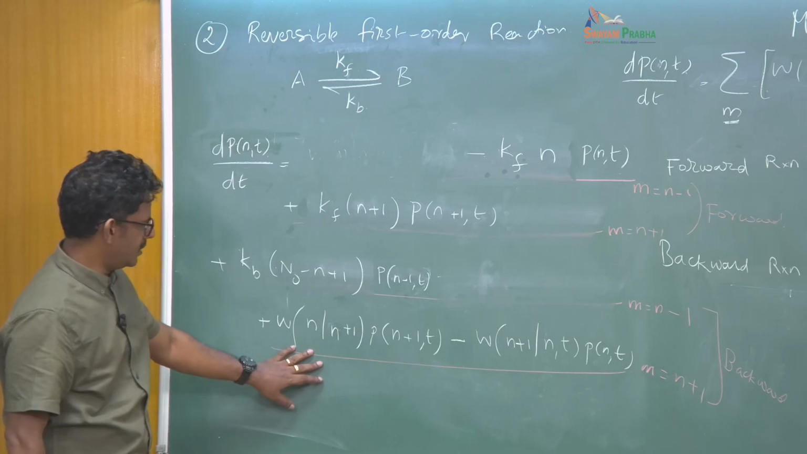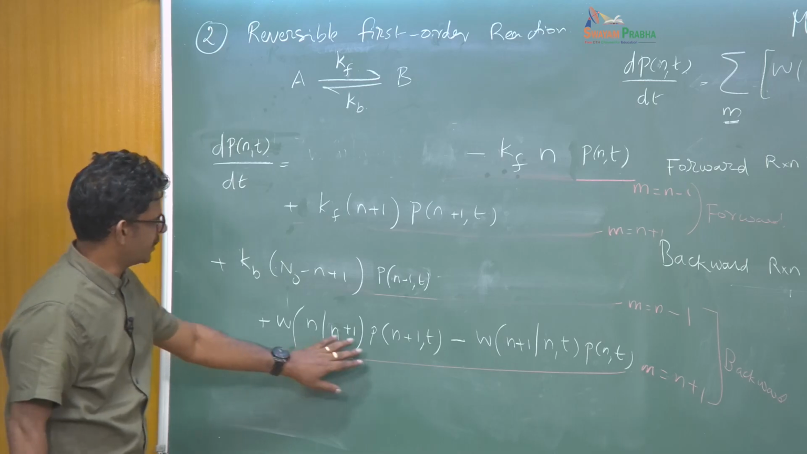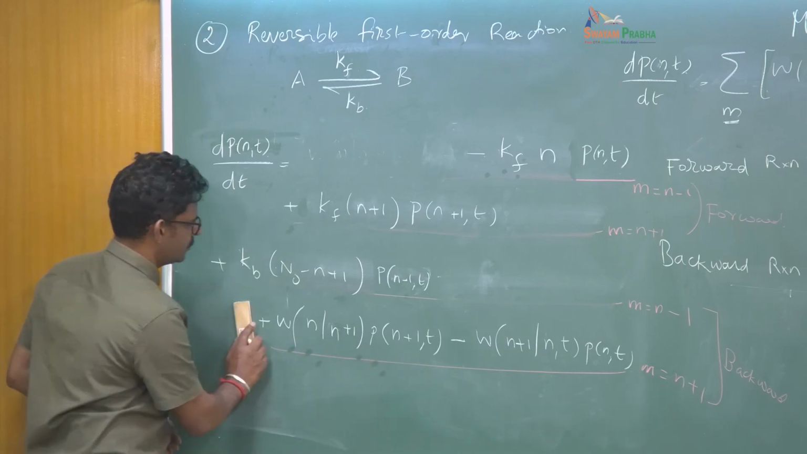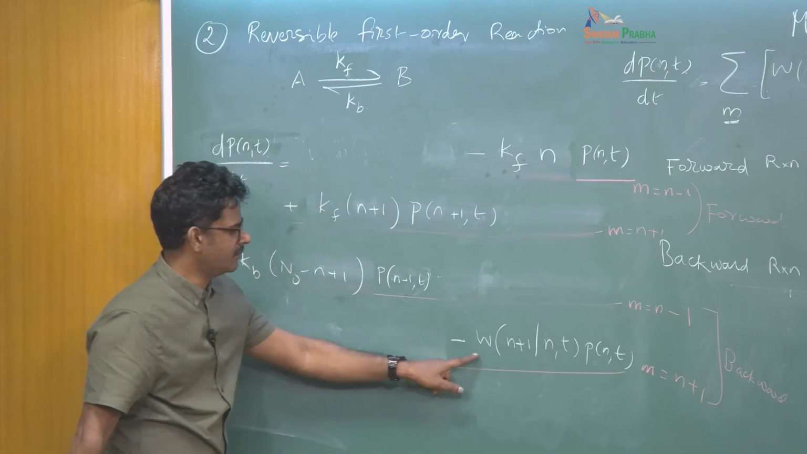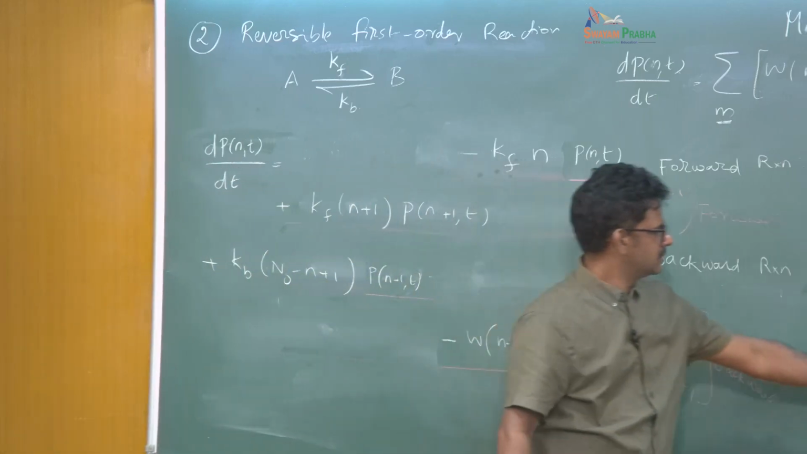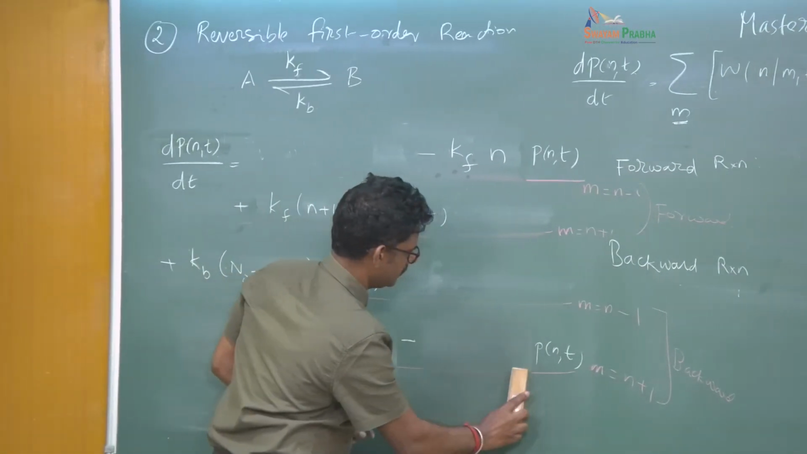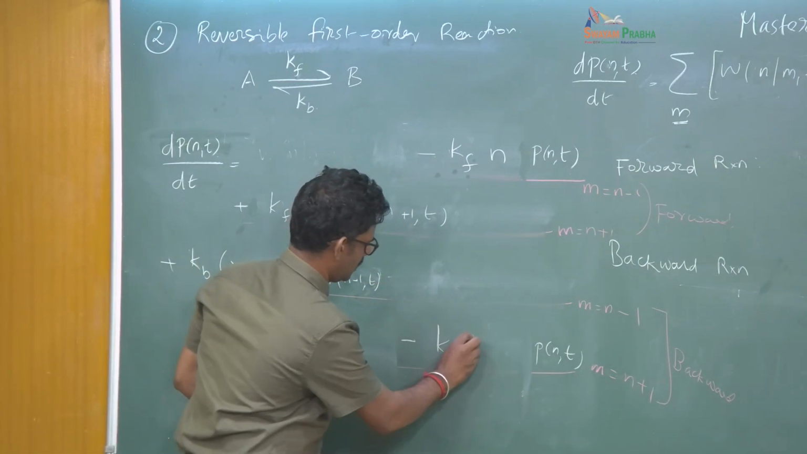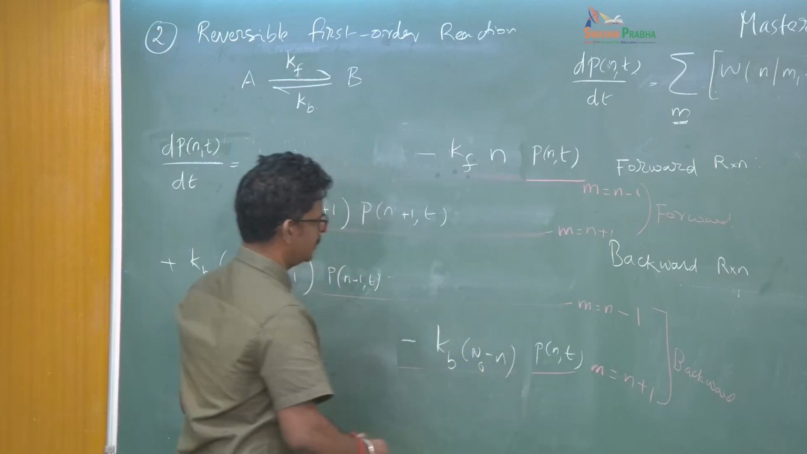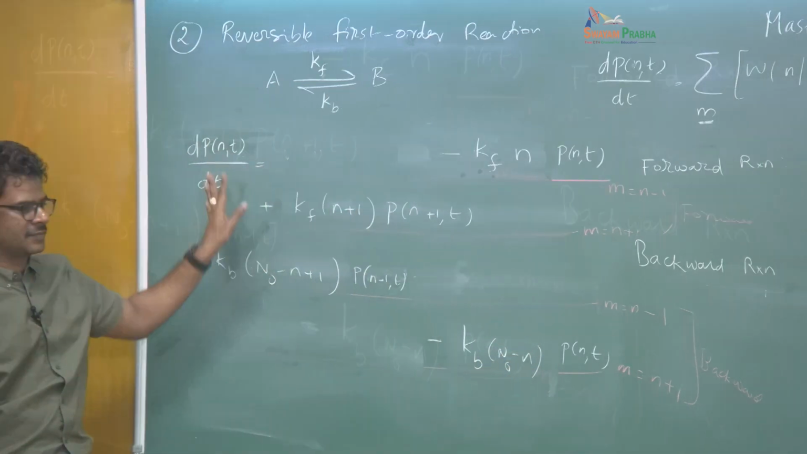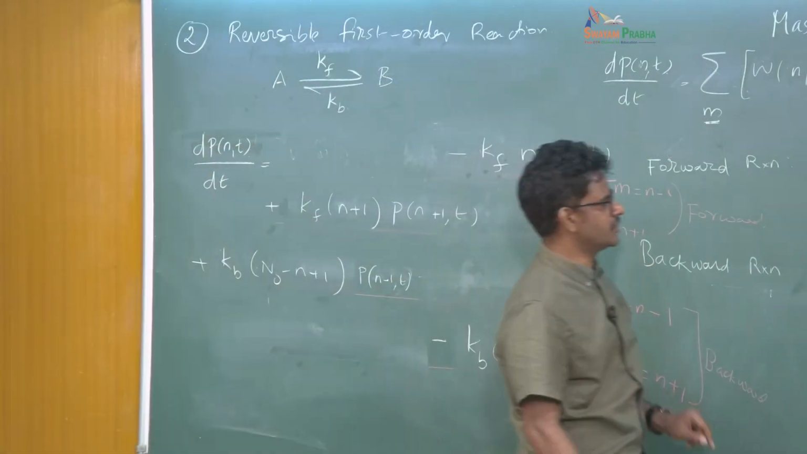So here again it cannot decrease by backward reaction, so this has to be 0, and you have one negative term, n to n plus 1, n to n plus 1, that is kb n naught minus n. So you got only these 4 terms. Okay, again you can apply the generating functions like this.